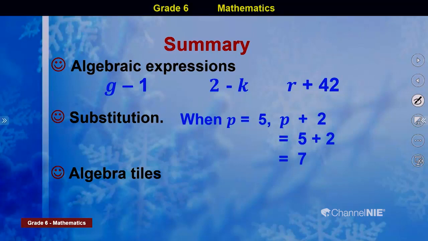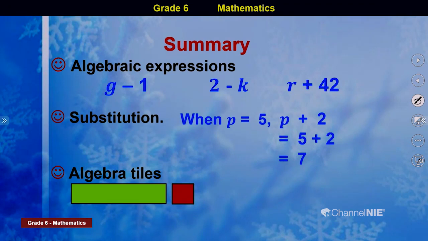Then we learned about algebra tiles too. We learned that we represent an algebraic symbol using a green rectangle. Then we learned that we represent -1 or subtract 1 using a red square. And also we learned that we represent +1 or add 1 using a blue square.